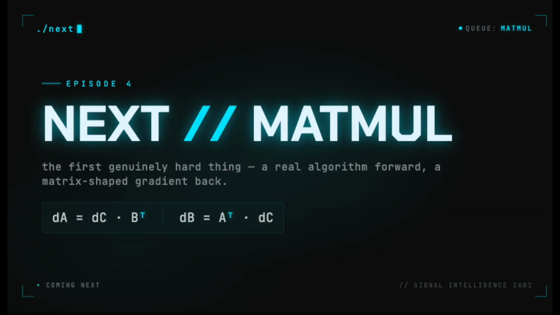Matmul, or matrix multiplication, and that's the first genuinely hard thing in this whole project for 2 reasons. Its forward pass isn't a simple loop anymore, it's an actual algorithm, and its backward is the first gradient that's matrix shaped, so it has transposes. You have to flip, or the matrices have to be flipped around. It's the whole thing. So that's the episode where the engine starts doing the math that actually powers the neural network.